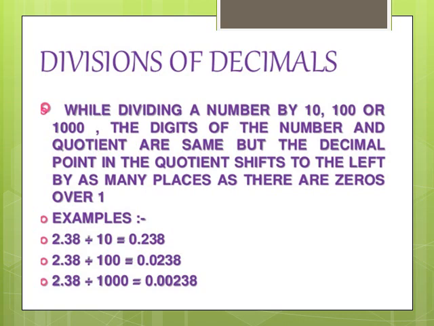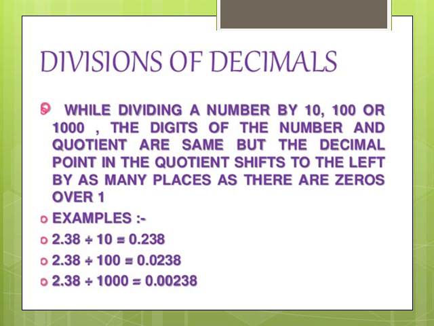Coming up to the next topic is division of decimals. While dividing a number by 10, 100, 1000 or so on, the digits of the decimal number and the quotient are the same. But the decimal point in the quotient shifts to the left by as many places as there are zeros over 1. Let's look at this.